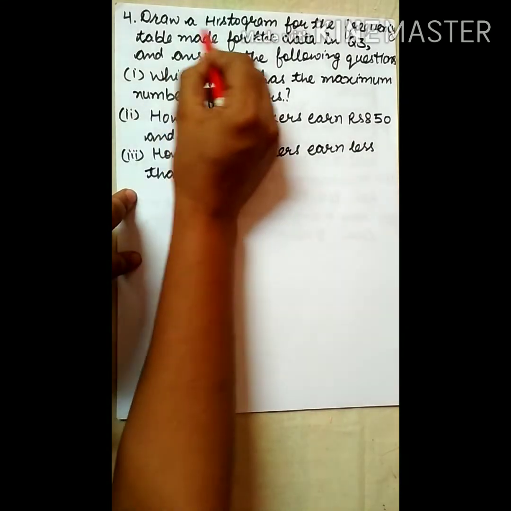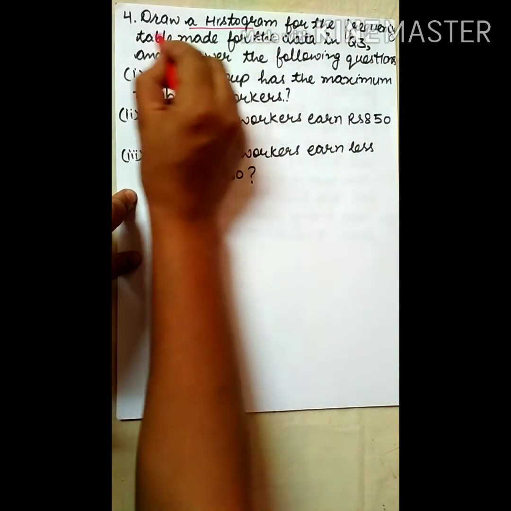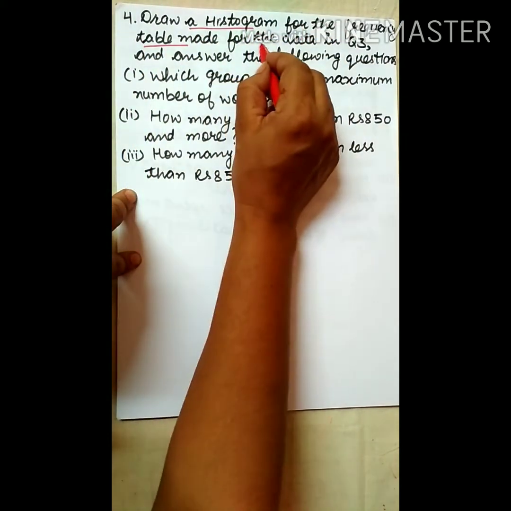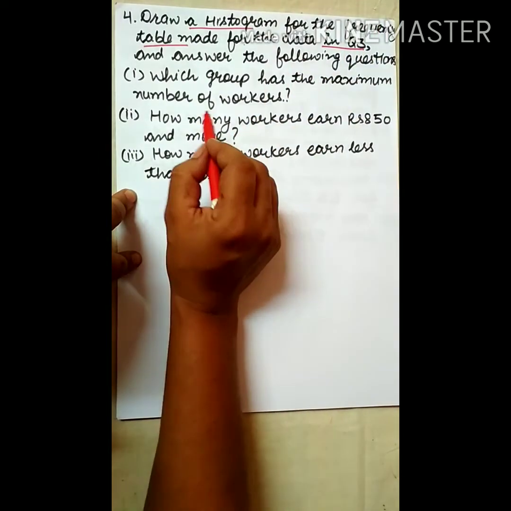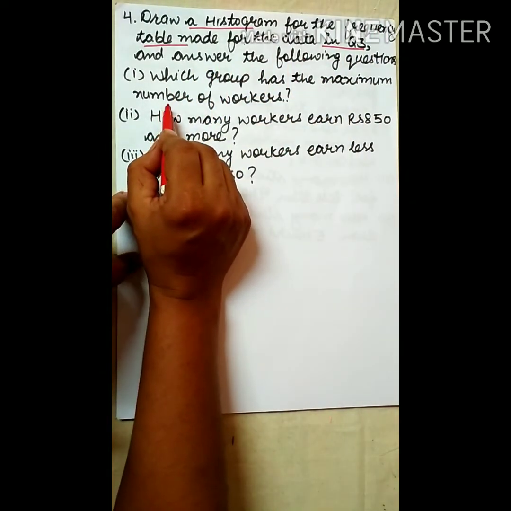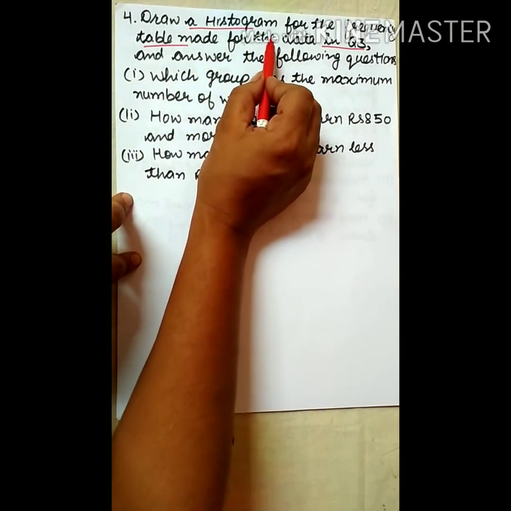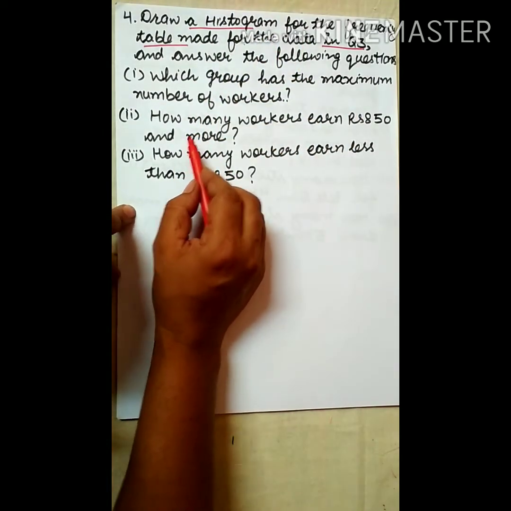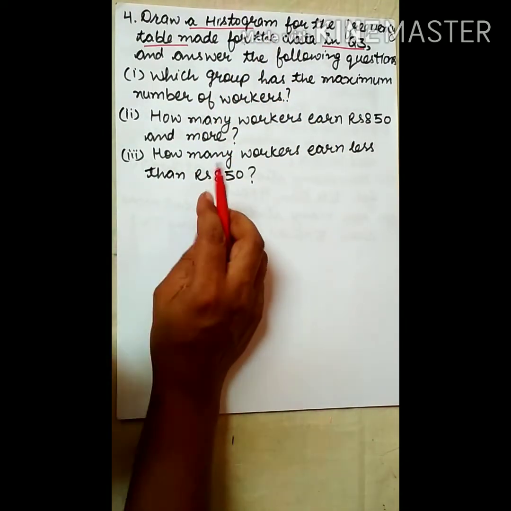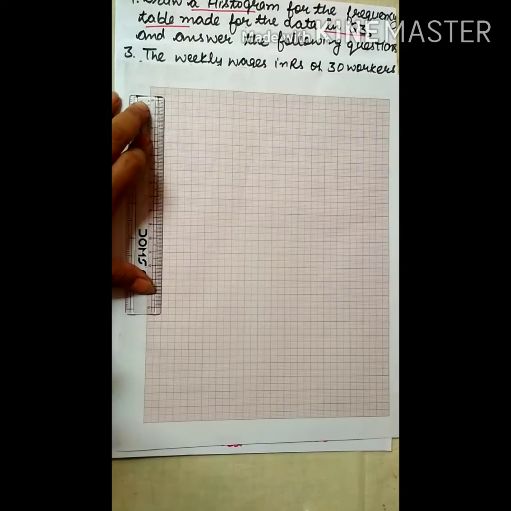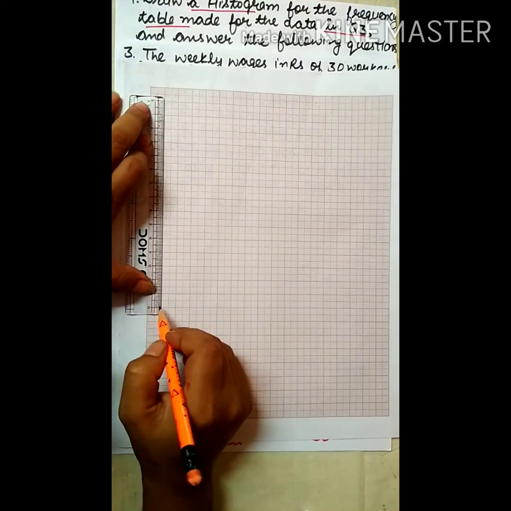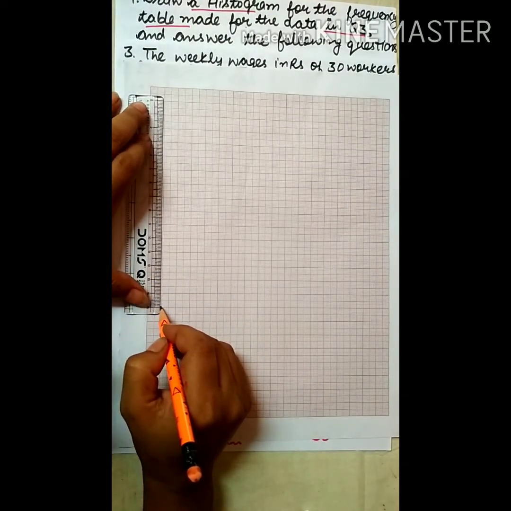Next question is, draw a histogram for the frequency distribution table made for the data in question number 3 and answer the following questions. Firstly, we have to make the histogram for the frequency distribution table, which we have done in question number 3. Now we will make the histogram for this.